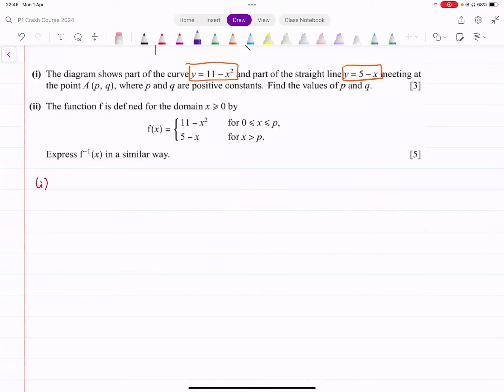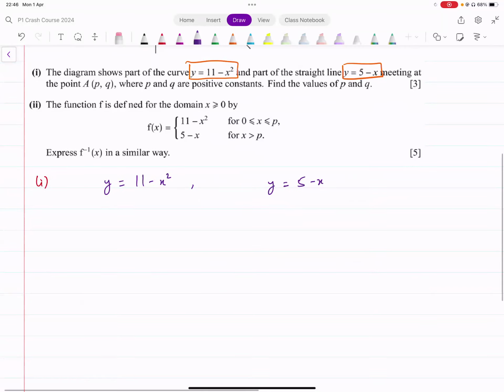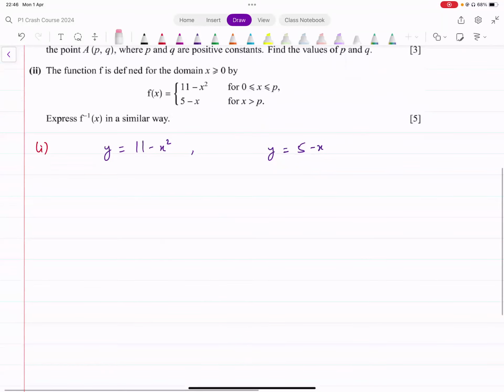One equation is y equals 11 minus x squared, and the other is y equals 5 minus x. Let's solve them simultaneously to find the point A. We can equate both of them. We have y as the subject in both of them. So that gives us 11 minus x squared equal to 5 minus x. Take everything to one side, and that will give you x squared minus x minus 6 equals 0.